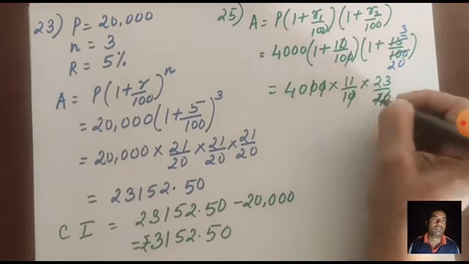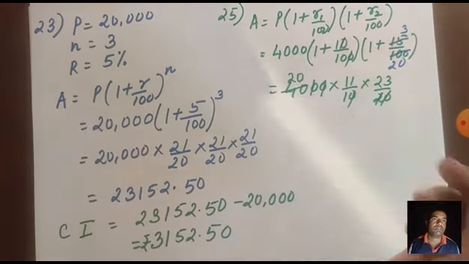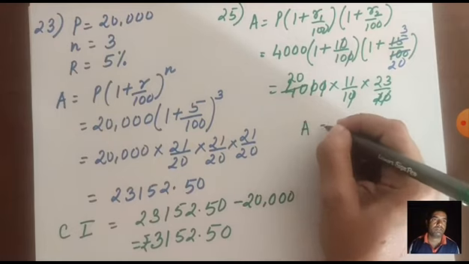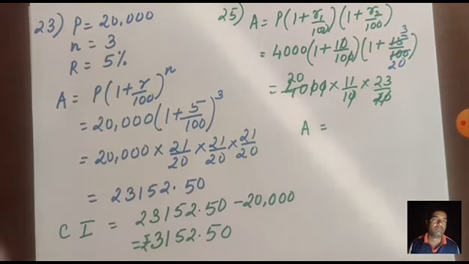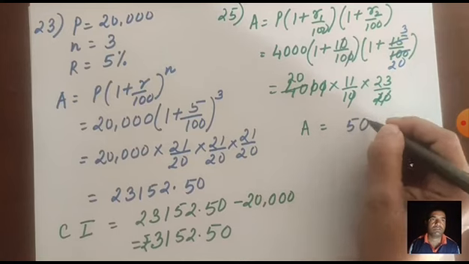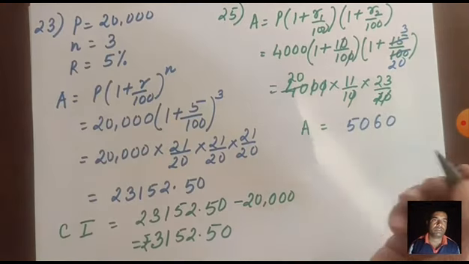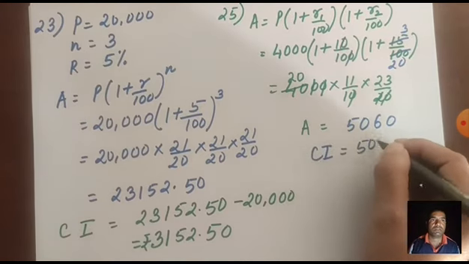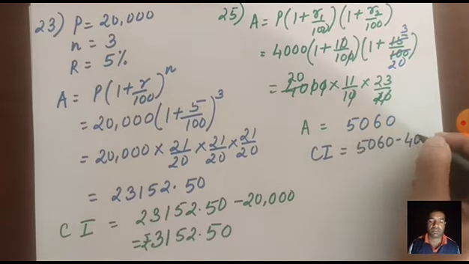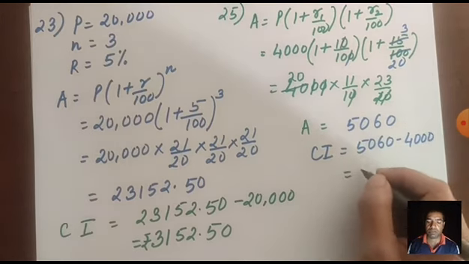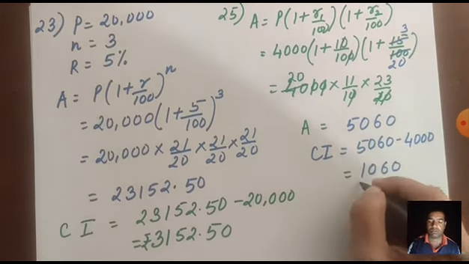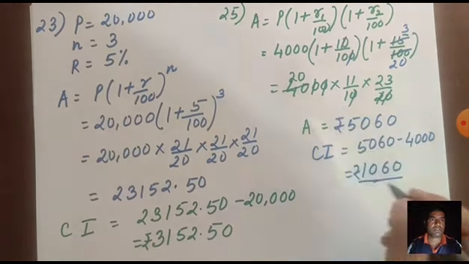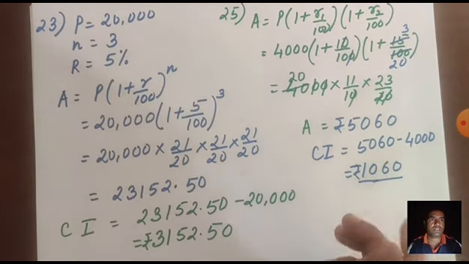0 cancels with this 0, 2 is cancelled with this 20. 20 into 11 into 23: you can do this calculation anywhere on the page, which will be 5060. So the amount you got. Now compound interest is equal to amount minus principal, which will be 1060. This is your answer. So you got the answer. This is your final answer.